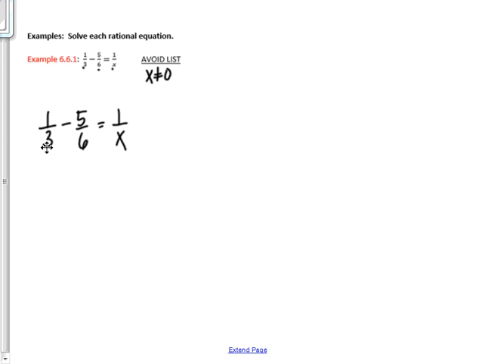All right, but now, let's get a common denominator. So between 3 and 6, I need a 6, right? And then for an x, I need an x. So everybody gets a 6x. All right, so let's cancel out. How many times does 3 go into 6? 2. Now 6 goes in 6 one time, it cancels, and then the x cancels here.